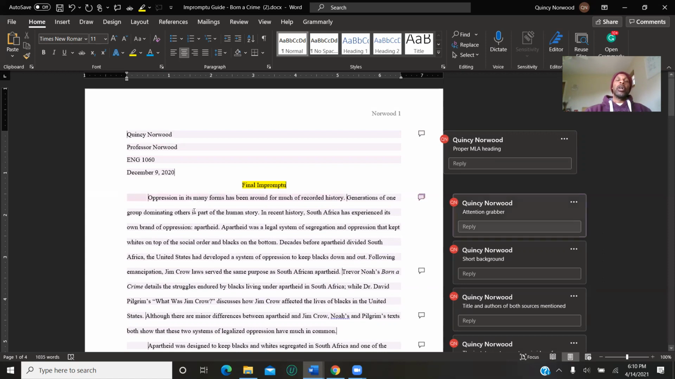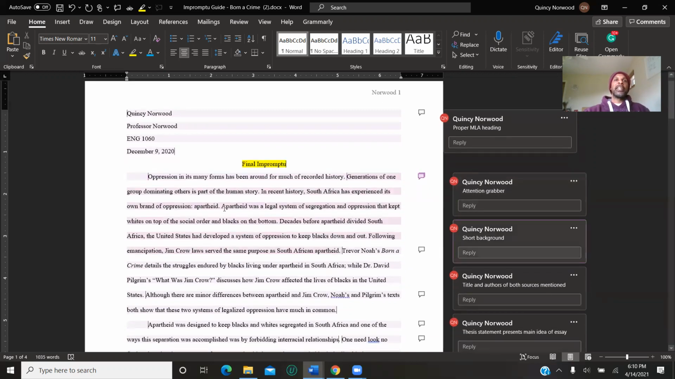All right. So this, excuse me, this is an introduction, right? And it begins with our attention grabber, and it's just a statement designed to reel our readers in. Like I said, oppression in its many forms has been around for much of recorded history. Okay, just a general statement. Generations of one group dominating others is part of the human story. In recent history, South Africa has experienced its own brand of oppression, apartheid.